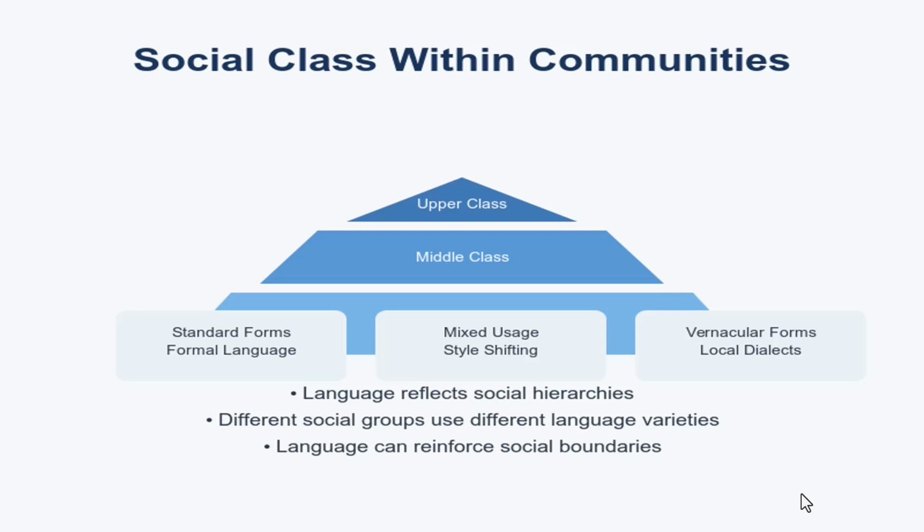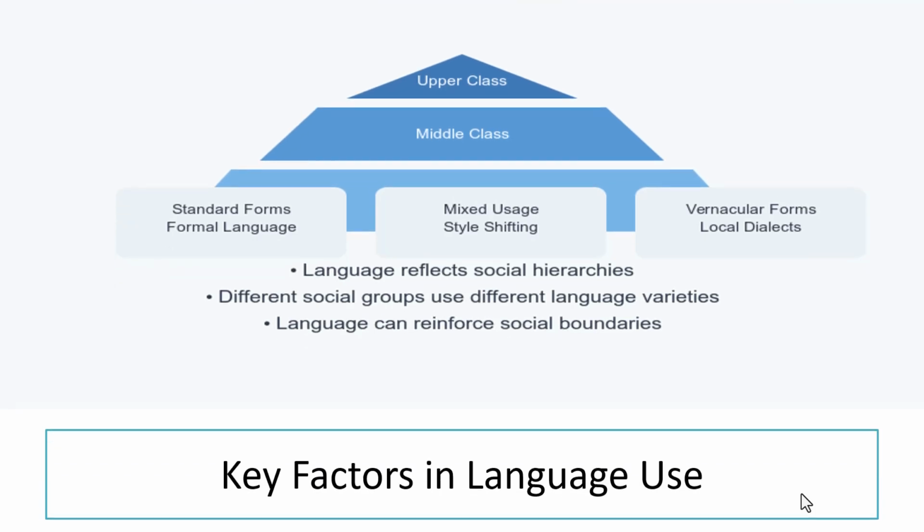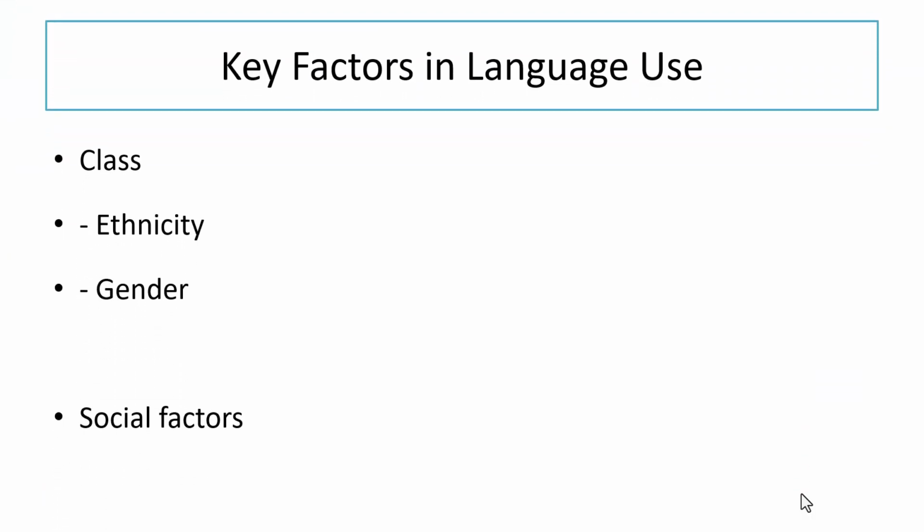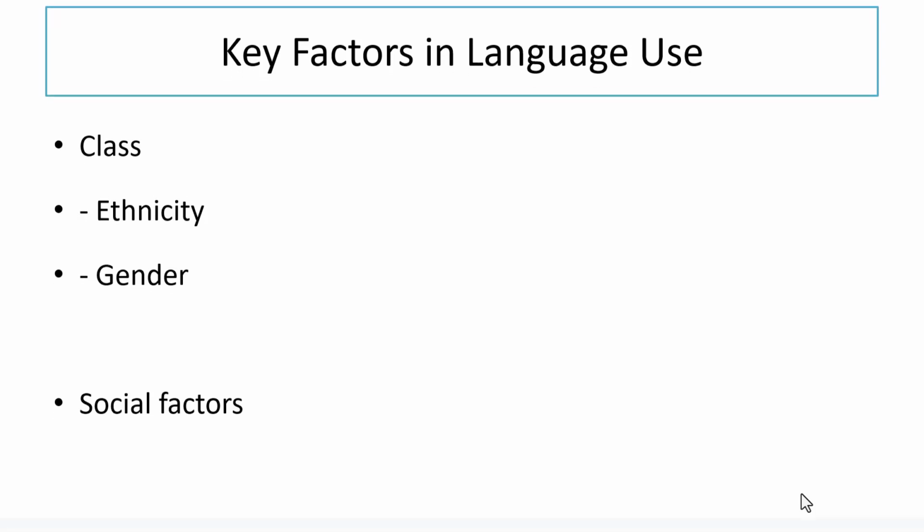Pidgins and creoles, they always sound so fascinating. Can you break those down for us? Sure. A pidgin is a simplified language that emerges when speakers of different languages need to communicate, but they don't have a common language. It's characterized by a limited vocabulary and grammar, often drawing elements from the languages in contact. Imagine a scenario where traders from different countries need to communicate to do business. A pidgin might develop as a way to facilitate those basic transactions. So it's like a makeshift language born out of necessity just to bridge the communication gap.